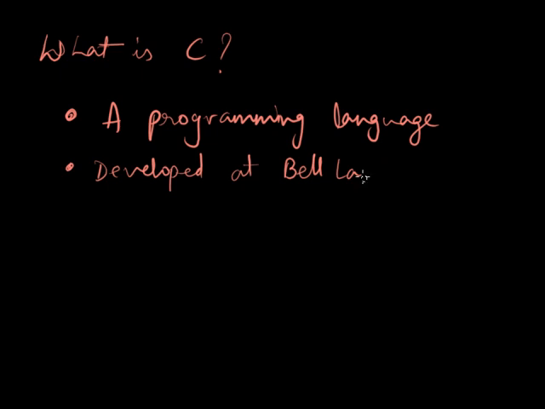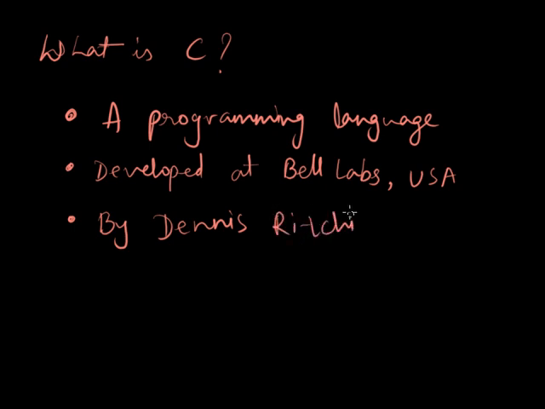Bell Labs is a lab in America famous for its Unix operating system. And the C language's main purpose was to build the Unix operating system. So it was developed at Bell Labs in America. And the author of this language was Dennis Ritchie. Dennis Ritchie, along with a man known as Brian Kernighan, developed this C language. And it was in the year 1972. C was developed in 1972.